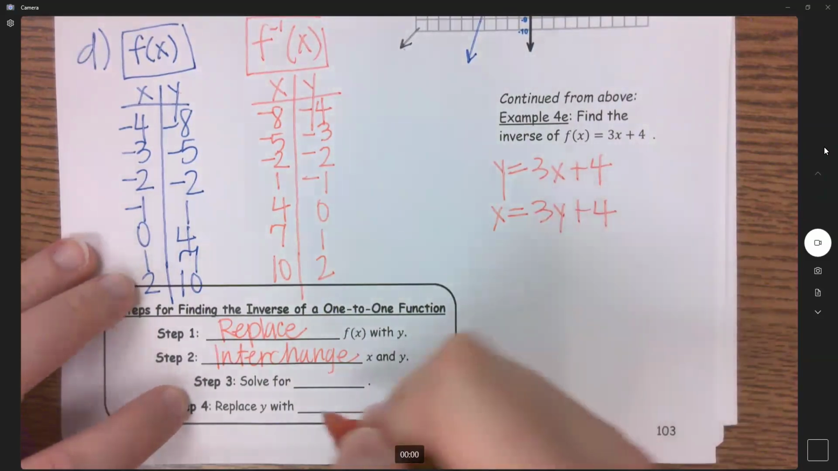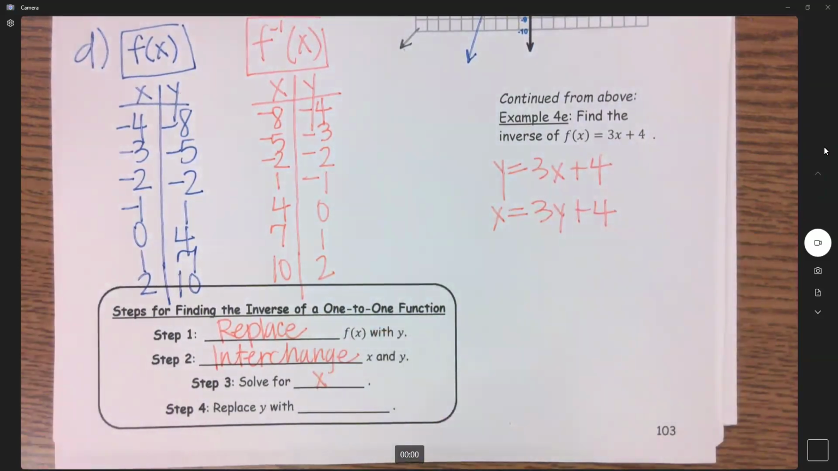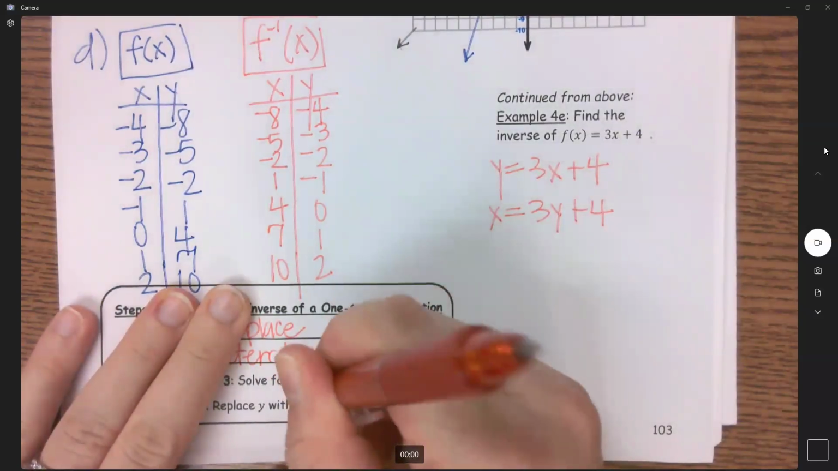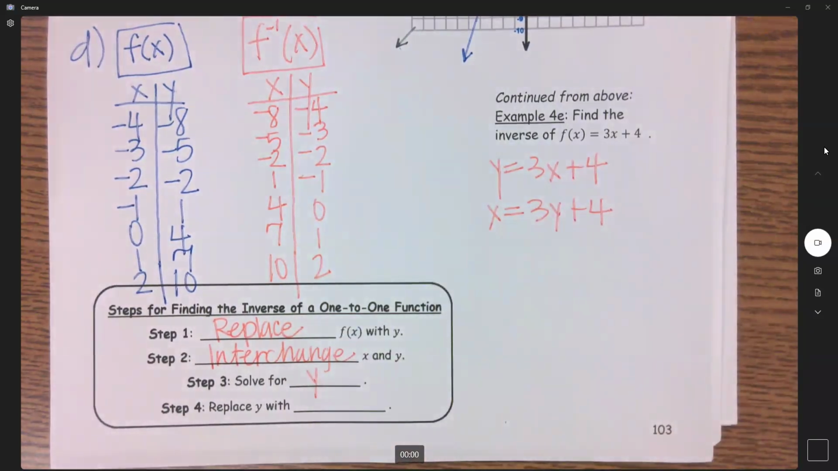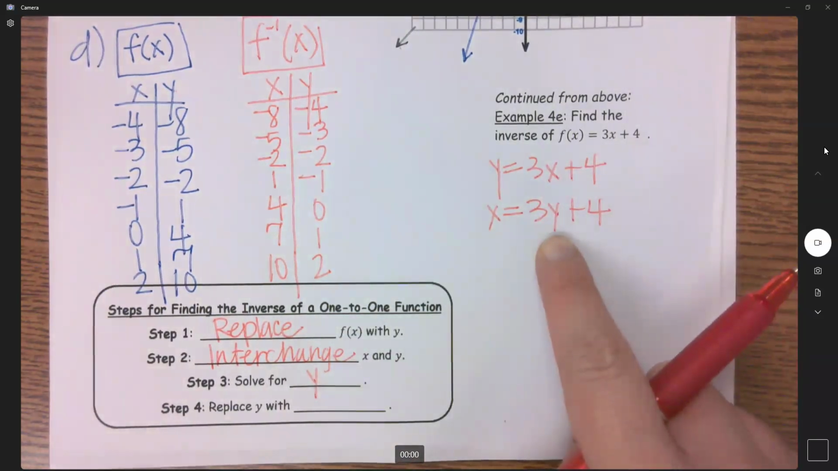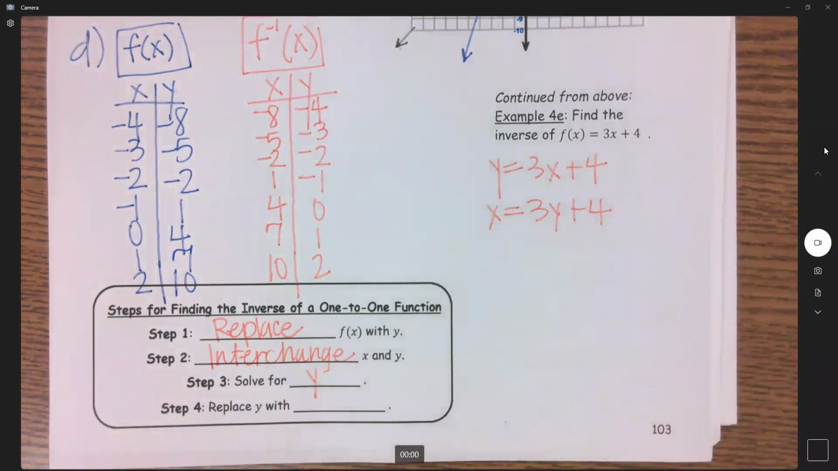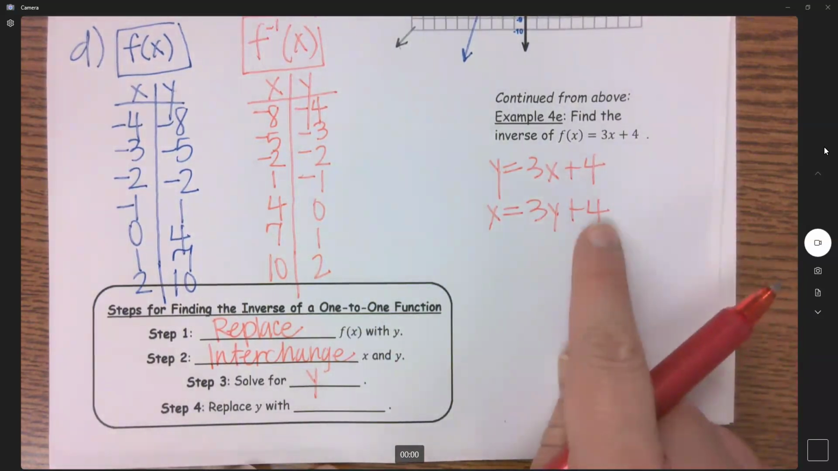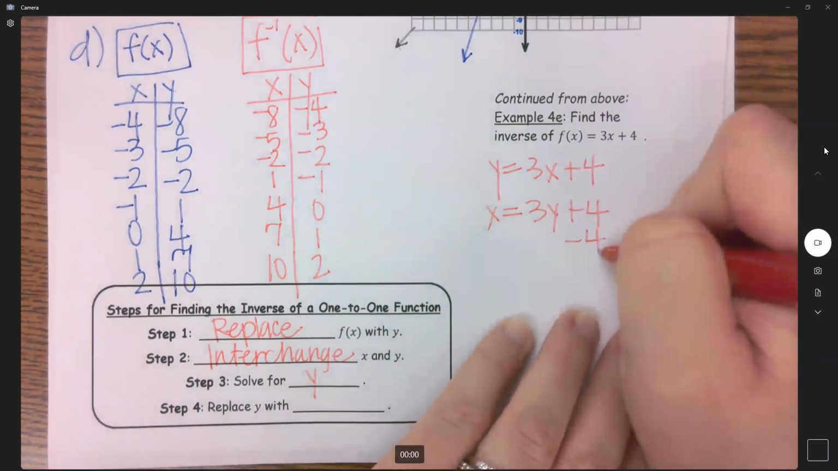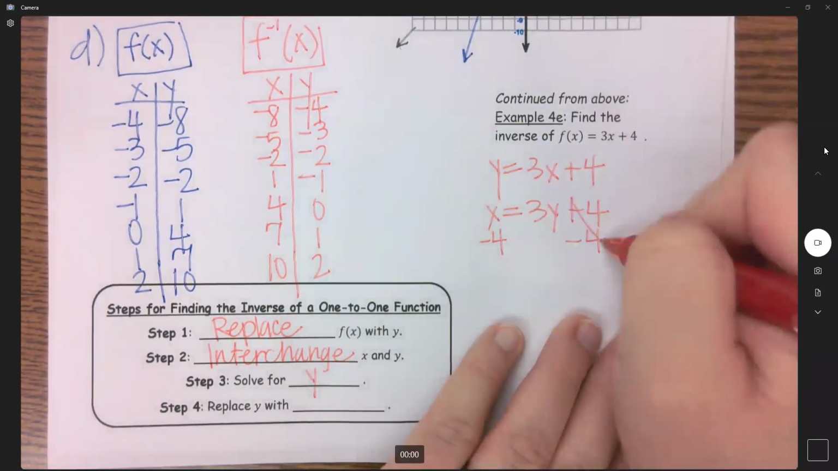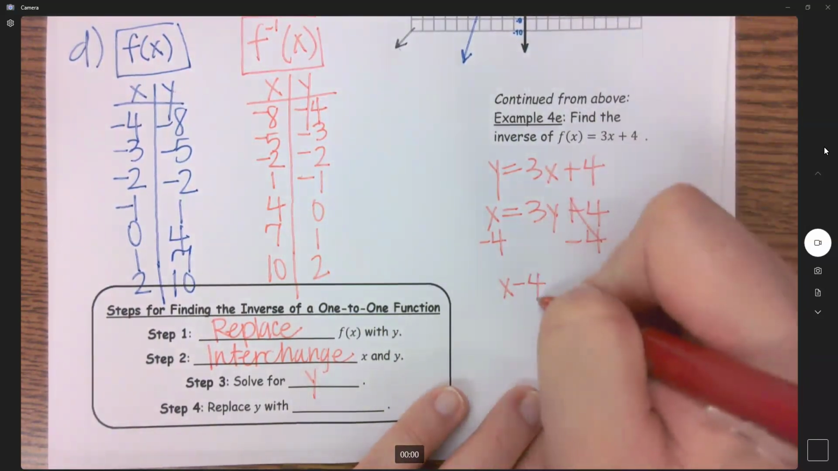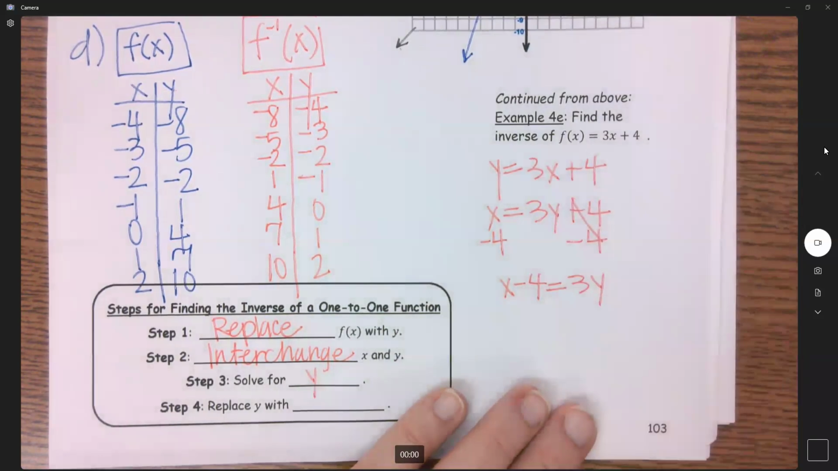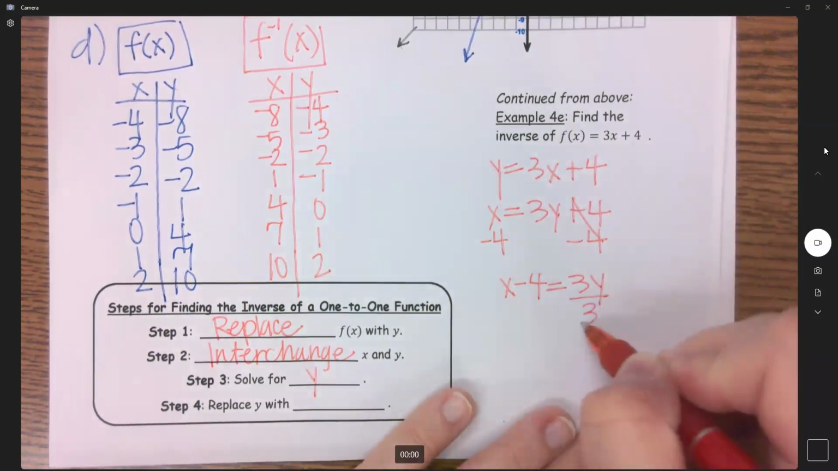Step 3, we need to solve for x. No, that's not right. Let's solve for y. Sorry. Solve for y. So I need to get this y by itself. So to solve for this y, first thing I need to do is subtract this 4 over. And so we have x minus 4 equals 3y. And now we need to divide by 3.